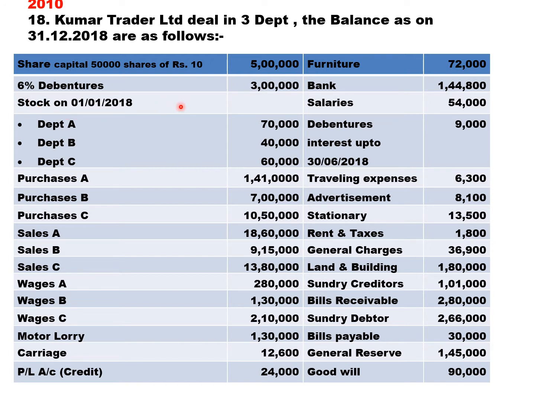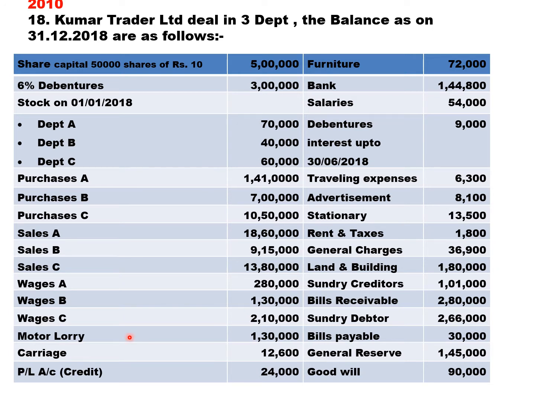Stock on 1/1/18 is called opening stock, so opening stock will come in the trading account. They have given separate opening stock for departments A, B, C. Purchases for ABC are separately given, so it will come in the trading account. Sales for ABC is given, it will come in the trading account. Wages of ABC departments is given, will come in the trading account.